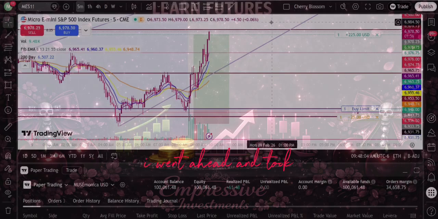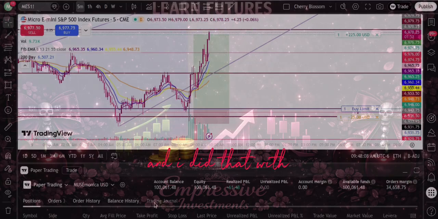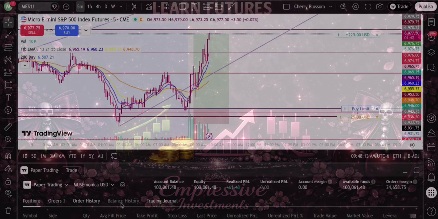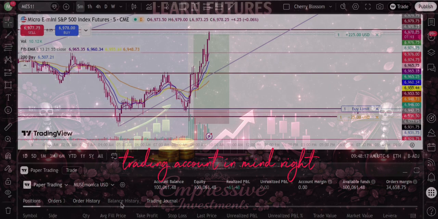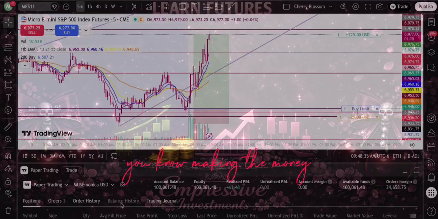I went ahead and took a 1-to-5 ratio, and I did that with the $1,000 paper trading account in mind, right? I wanted to have a more realistic, real-life situation, as if I was putting my own money into this. So I went in thinking, all right, we can do $1,000. What else do we need to start making the money, right?